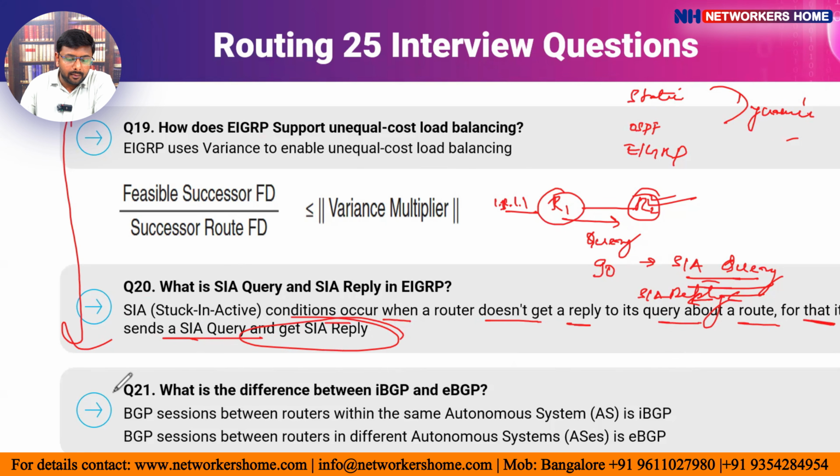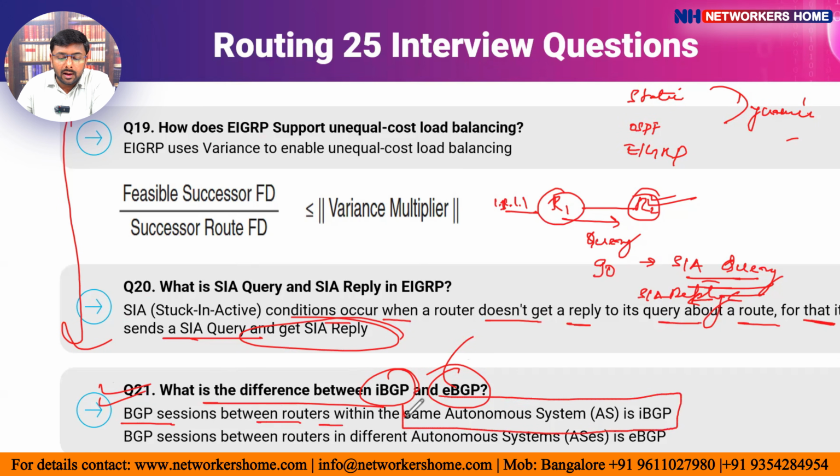Now we have BGP. 21st question: what are the differences between iBGP and eBGP? That is interior border gateway protocol and exterior border gateway protocol. BGP sessions between routers within the same autonomous system are called iBGP, whereas BGP sessions between routers in different autonomous systems are called eBGP. One is iBGP, one is eBGP.